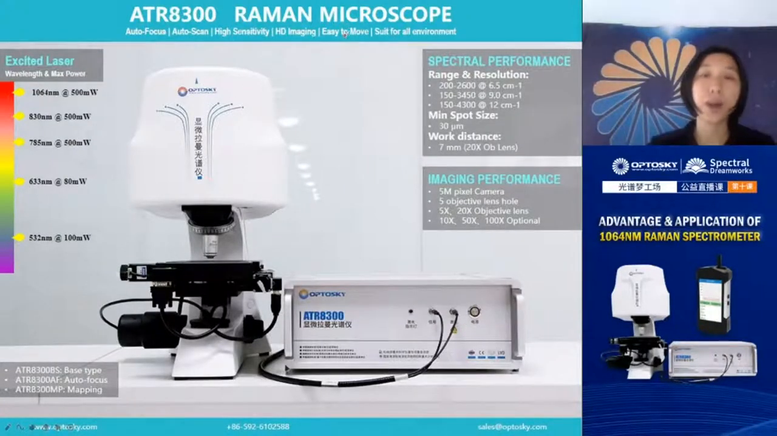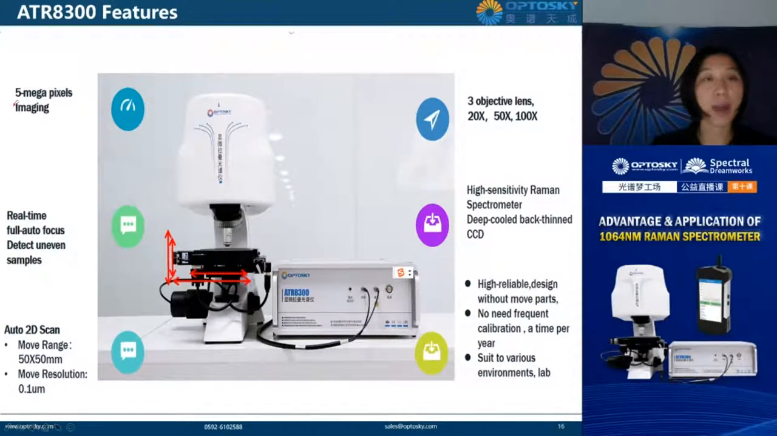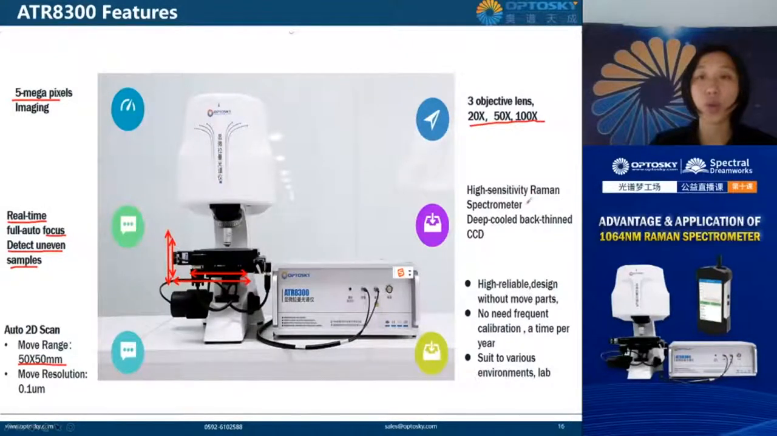Also, this is our poster for the Raman microscope. It has so many wavelengths for your selection, not to mention 1064. And also we have three types: the basic type with manual focus, the autofocus type, and the one with mapping functions. And also, we have introduced Raman signal, 5-megapixel imaging and real-time focus that can detect uneven samples. So it can do real-time autofocus, and even if the sample is uneven, it can image. And it has a move range of 50 by 50 millimeters. And we have different objective lenses for your selection.